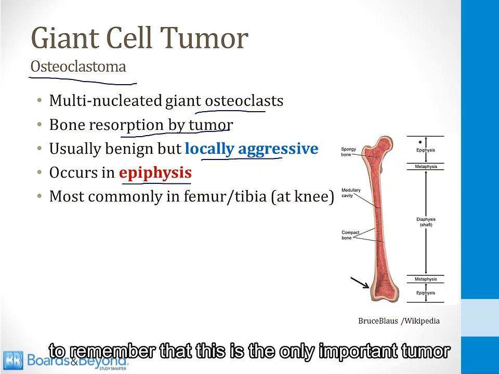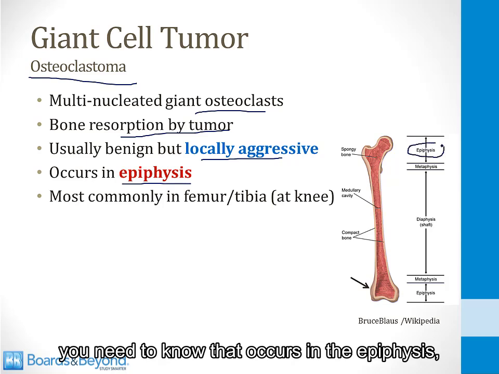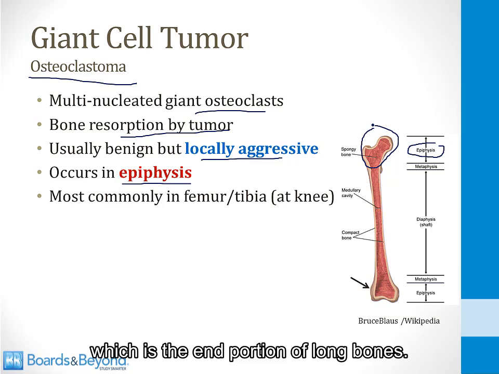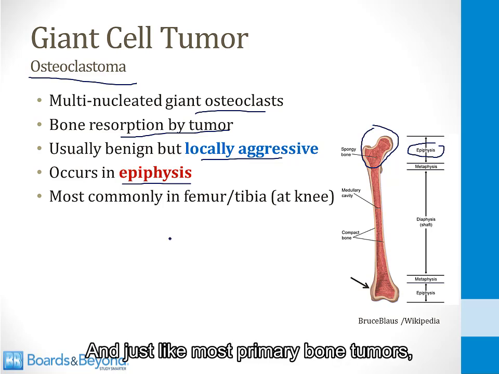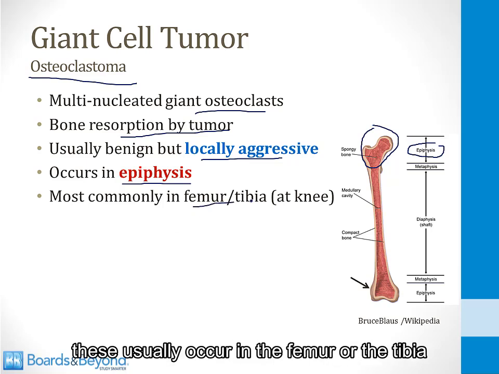This is the only important tumor you need to know that occurs in the epiphysis, which is the end portion of long bones. And just like most primary bone tumors, these usually occur in the femur or the tibia right around the knee.